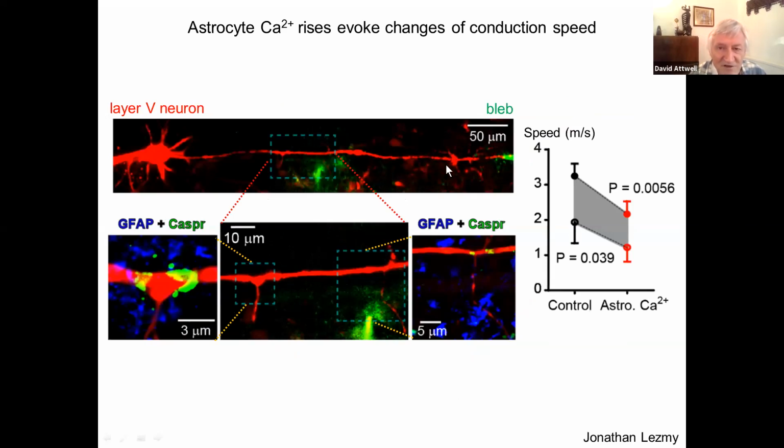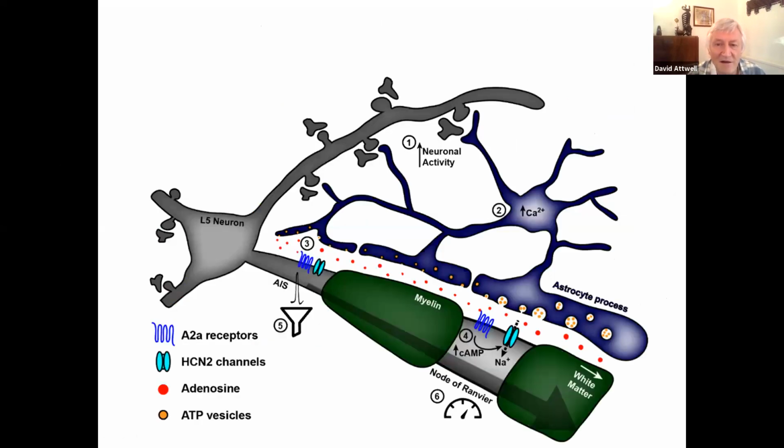Again, we do use this stubby axon preparation filled with a dye, and we uncage calcium in an astrocyte here, and later on we can do immunocytochemistry to show that the astrocyte extends around the nodes of Ranvier. And again, we find a decrease of speed of the axon, just like we saw when we were applying adenosine itself. So to sum all of that up, when neuron activity increases, that increases calcium in astrocytes, and this can spread to the processes near the axon.